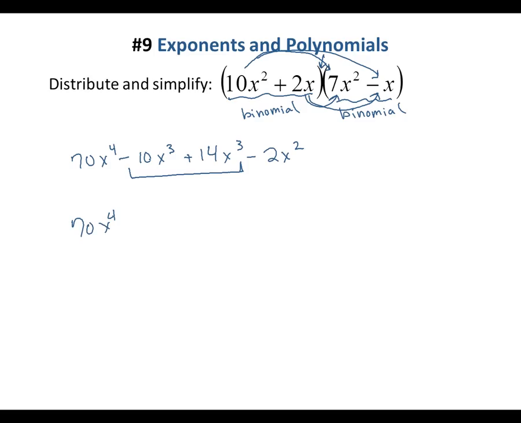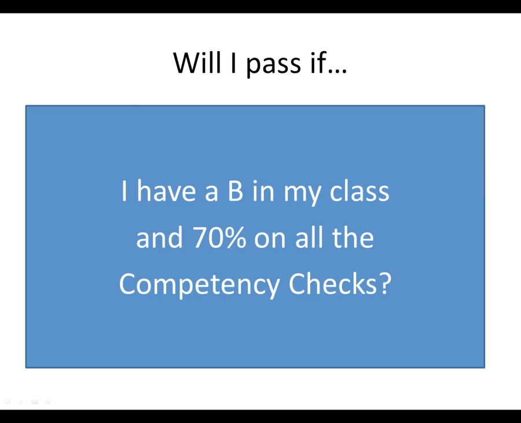And what is that going to give you when you distribute the 10x squared? 70x to the fourth, because you add the exponents. And then minus what? 10x cubed. Then you're going to distribute 2x back here. What's that going to give you? Plus 14x what? Cubed, because you're adding the exponents still. And then 2x times negative x gives you, is it positive or negative? Negative 2x squared.